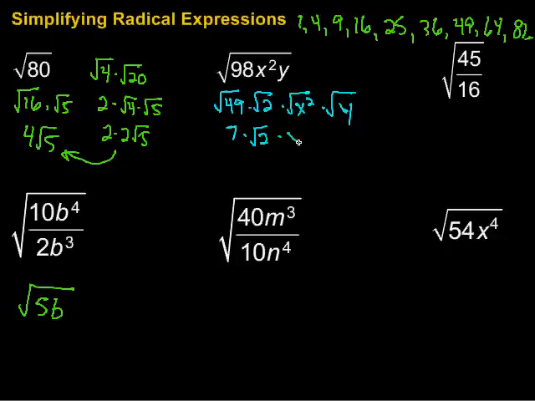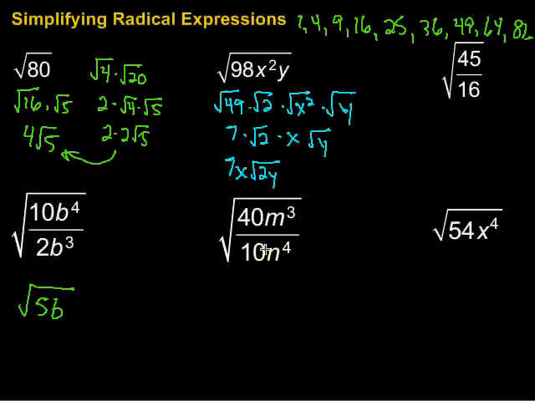Then I've got the square root of x squared, which is just going to be x. And then I've got the square root of y, which I can't do anything more with either because it's not a perfect square. Okay, so now I'm going to pull together these things. I can take this 7 and the x, put those together to be 7x. And then this square root of 2 times the square root of y, I can pull those back together to be the square root of 2y.